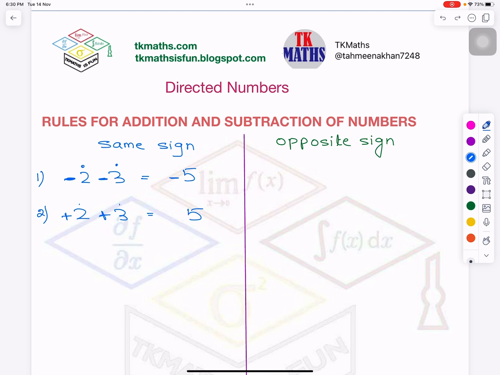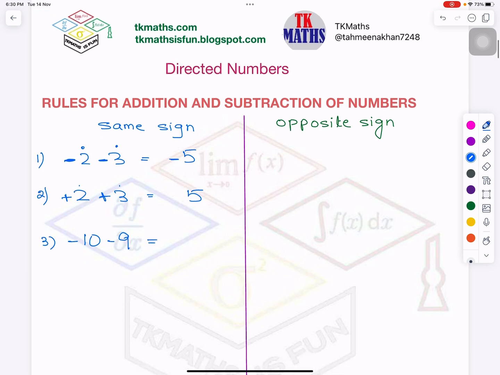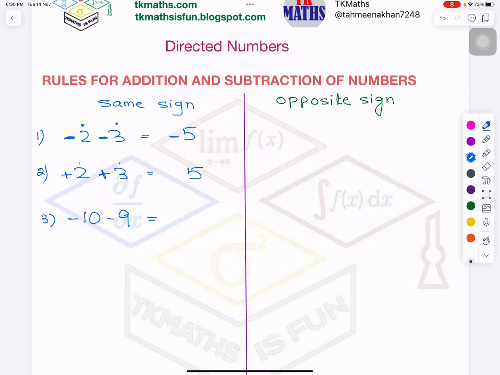Let's do another one. For example, I have -10, -9. Now both are negative. So what does it mean? It means you will add up the numerals. So 9 and 10 is 19. Now which sign will you use? The one which is given for both the numerals, the same sign, which is minus. So you'll write minus here. If I have 20 plus 5, now both are plus. So you will add the numerals.